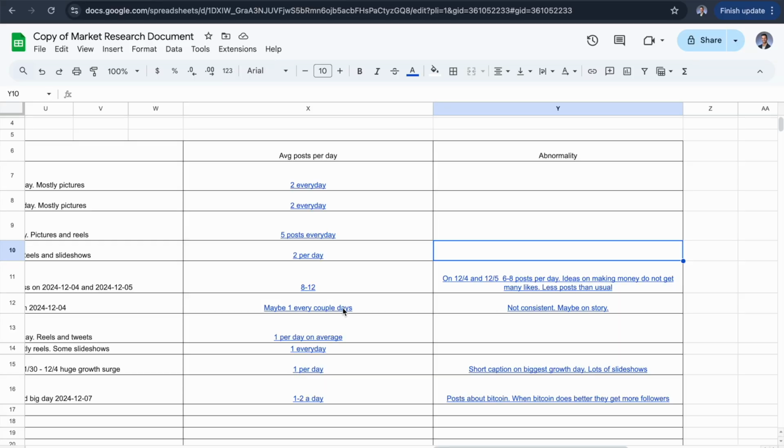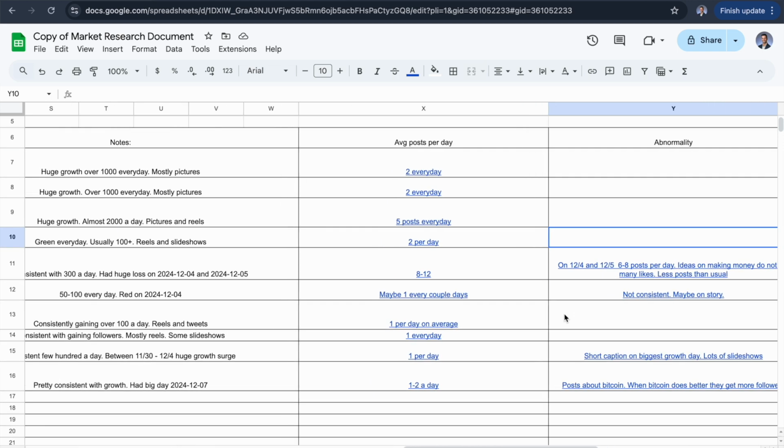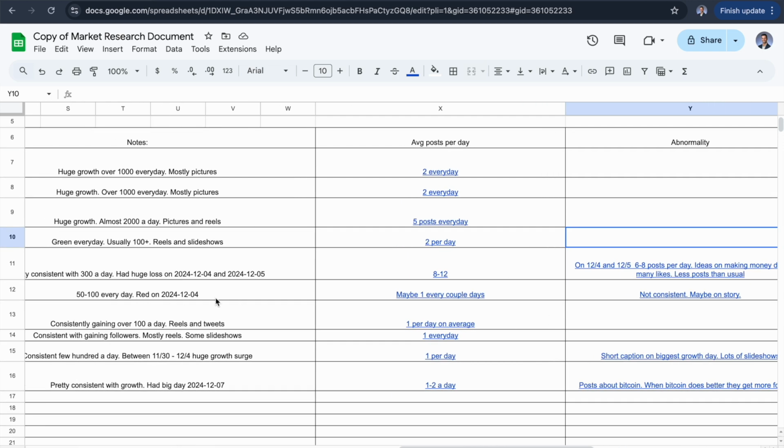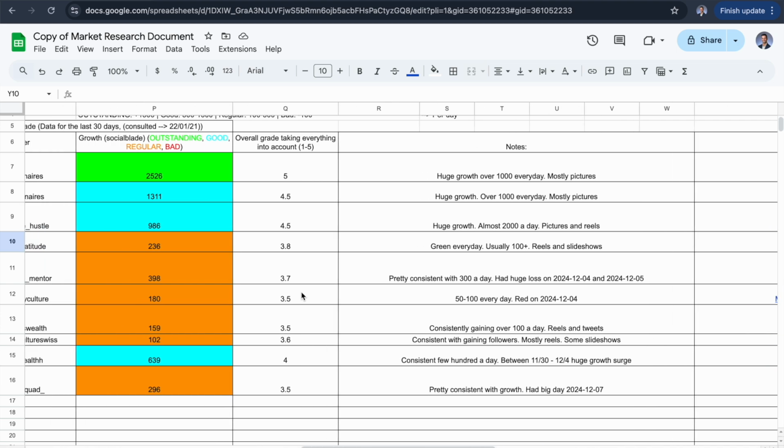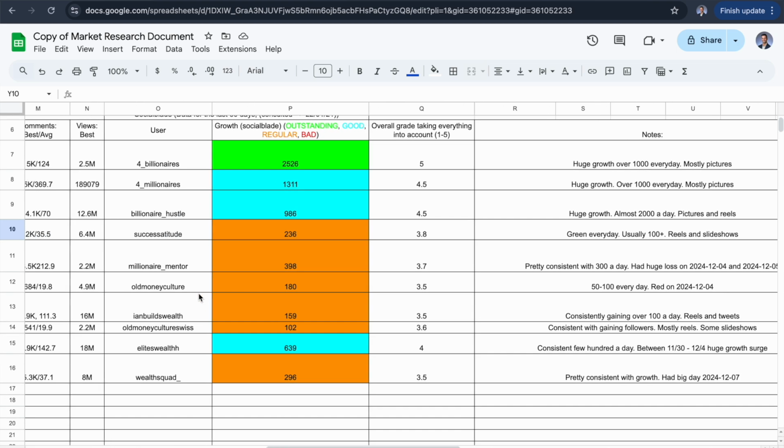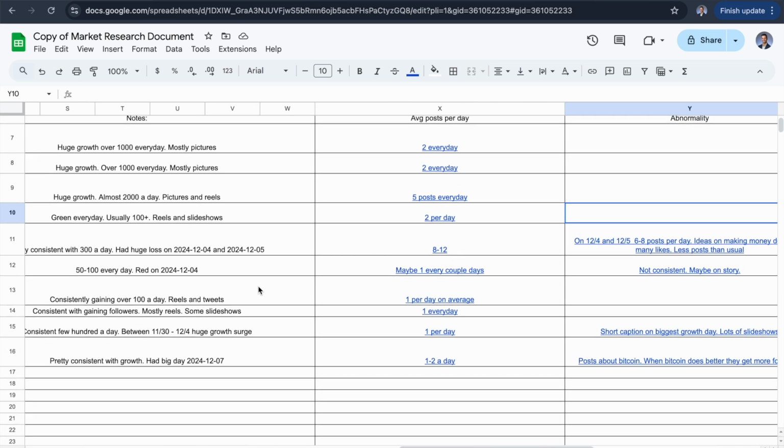Maybe one every couple days if they're not consistent at all. Let's see. So they were red. I wasn't seeing anything different since they're usually not that consistent. It could be something that they posted on their story. Maybe they posted an ad. They didn't have a story up today. Maybe they didn't put a story up that day. Maybe, I don't know. It could be anything. But anyways, they're not very consistent. Let's see what their growth is. So they're still growing a pretty good amount, 1 per day on average.